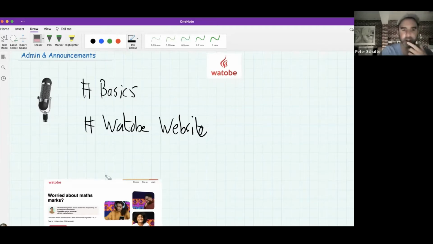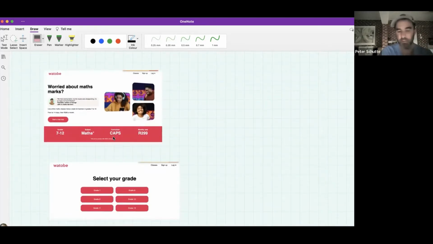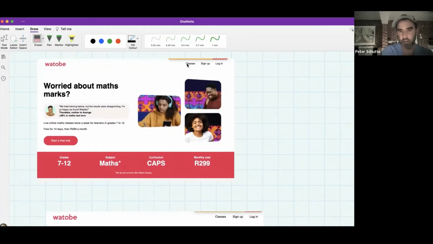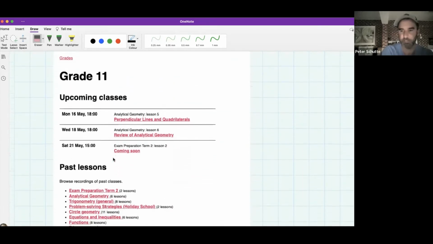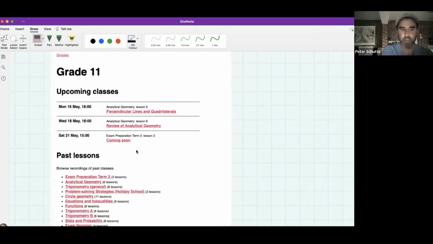A lot of students often ask, can you help with this topic or that topic? Obviously in this unit, we're focusing on a particular exam topic, but guys, we've been doing this for a while. If you look at the Watobe website, if you go there and click on classes, you're going to get the grades, and you click on grade 11, you're going to see a whole bunch of stuff that we've done previously. So if you're struggling with a particular topic, don't forget we've got those resources for you to hopefully help you. I just wanted to make you aware of that.